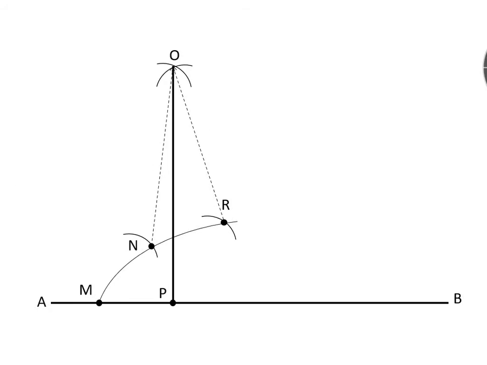So this finishes how to draw a perpendicular if a point is lying within the line itself. Let us see the next question.